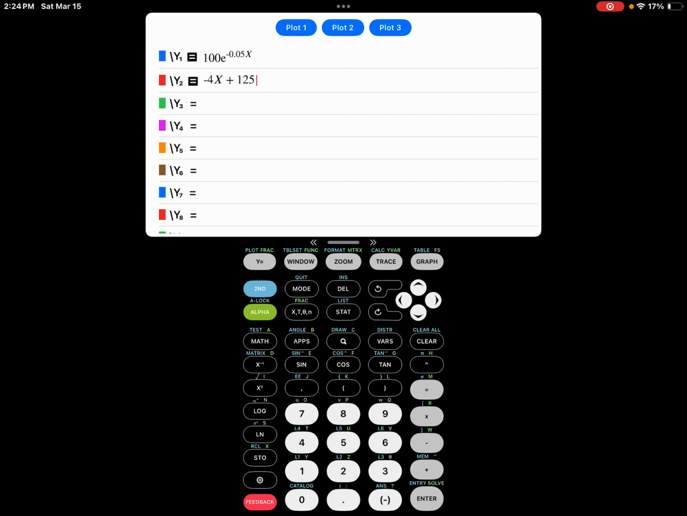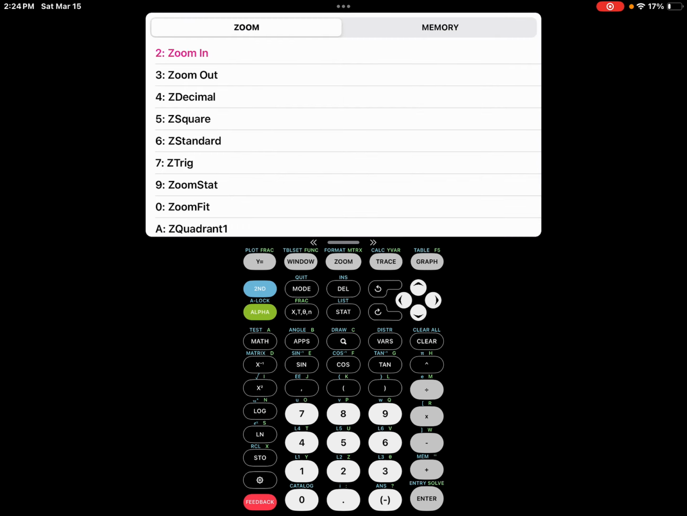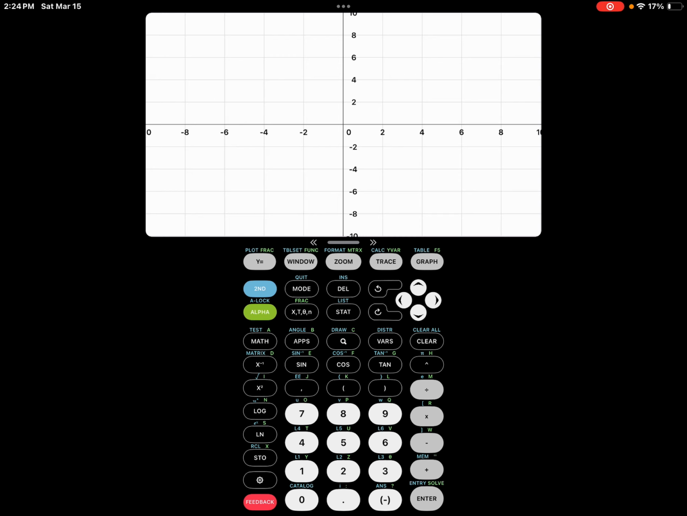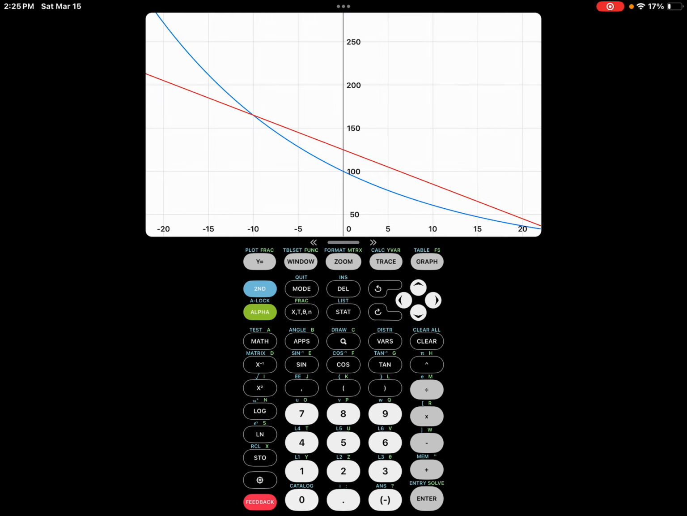Now, if I hit graph, my graph doesn't look bad. It went from negative 10 to 10. If your window looks weird, just make sure you hit zoom and then 6, and it'll standardize your window. But I can't see either function, so I'm going to zoom out. Actually, instead of zoom out, let's do zoom fit. If you scroll down, you see where it says 0. That's zoom fit. That'll put the function kind of in the middle. But it looks like it's cutting off my other point of intersection.